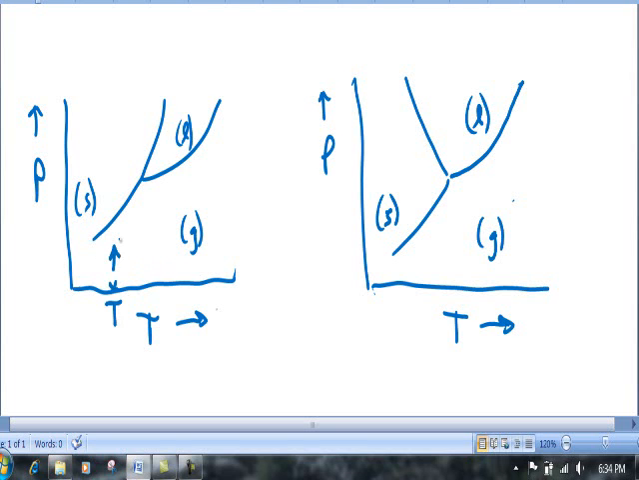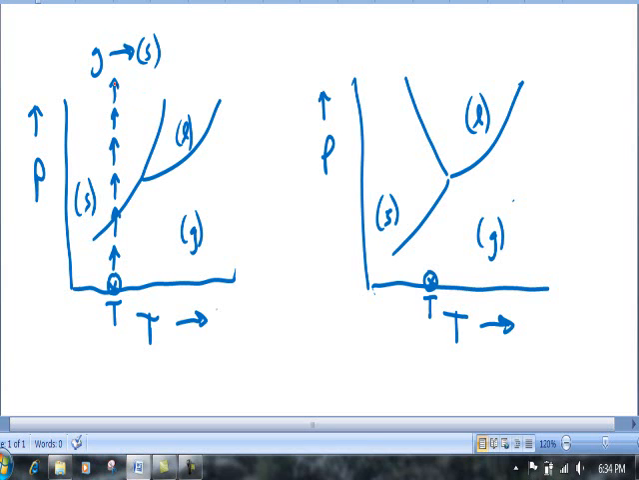Let's take a look at the left phase diagram. We'll pick a temperature right here, and what we're going to do is increase the pressure at a constant temperature. On this one, as we can see, as we increase the pressure at a constant temperature, we go from the gas directly to the solid phase, and then no matter how much we increase the pressure, we remain in the solid phase. This would be indicative of the solid having a greater density than the liquid phase, which is typical of most materials.